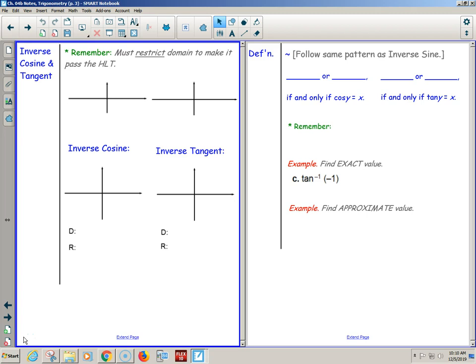What are we going to talk about today? Inverse cosine and inverse tangent. But they're going to have their own weird little restrictions that might not make much sense, unless some of what we just said resonated.